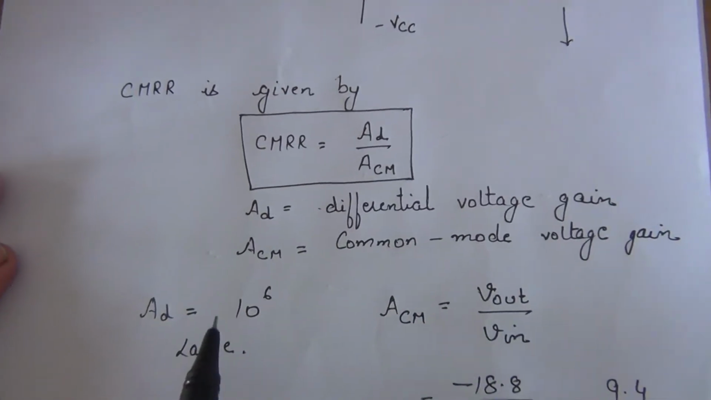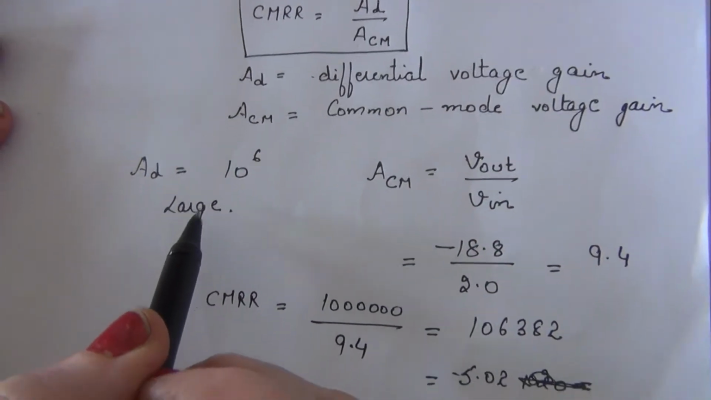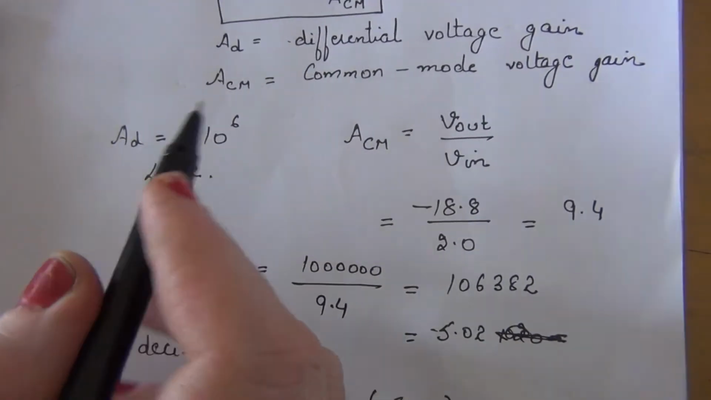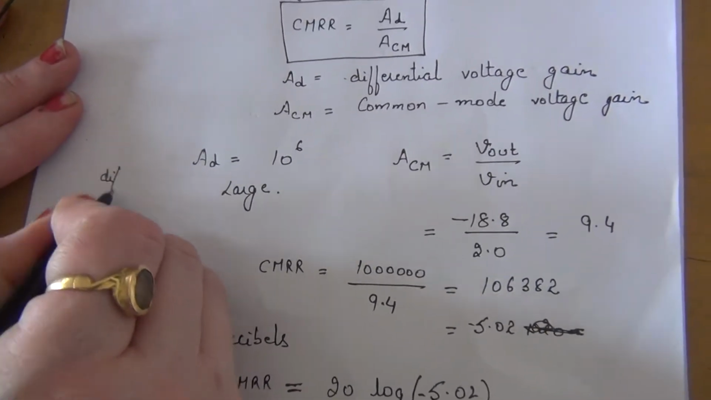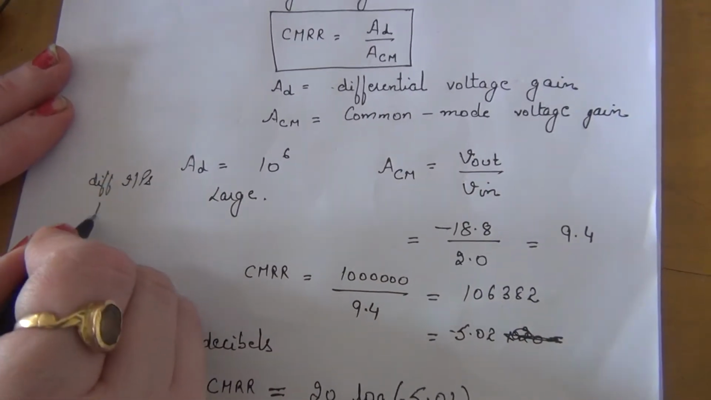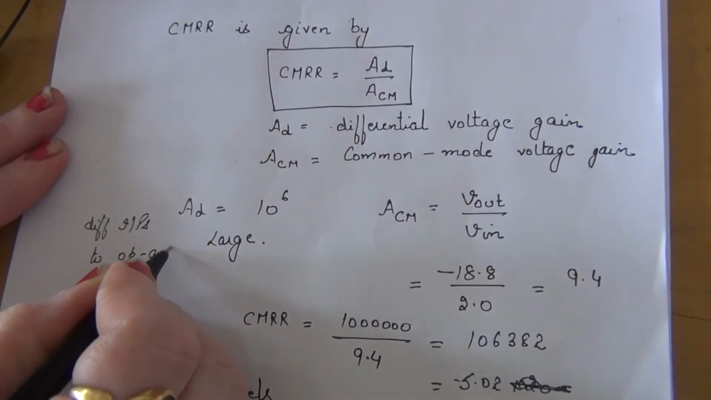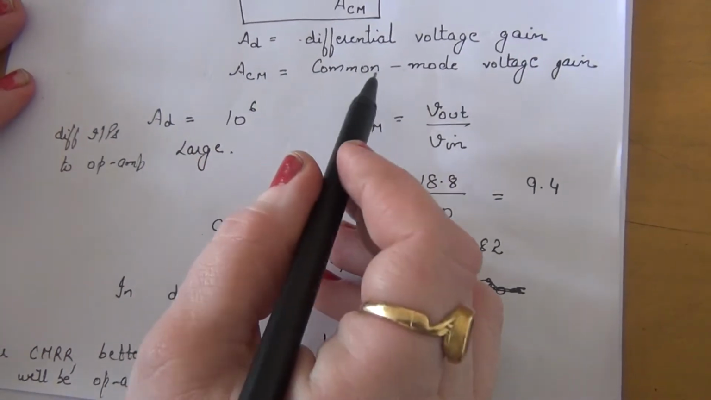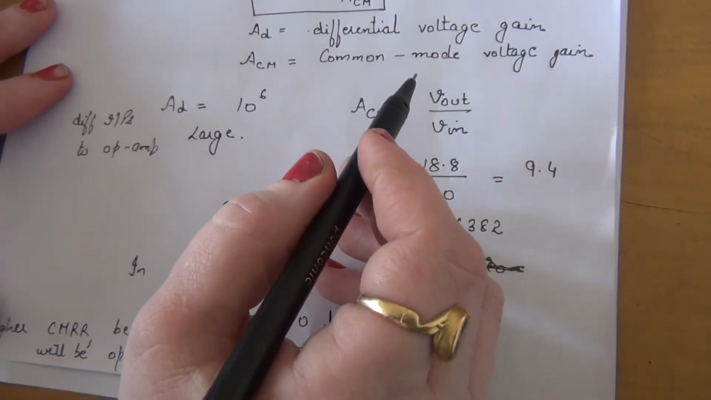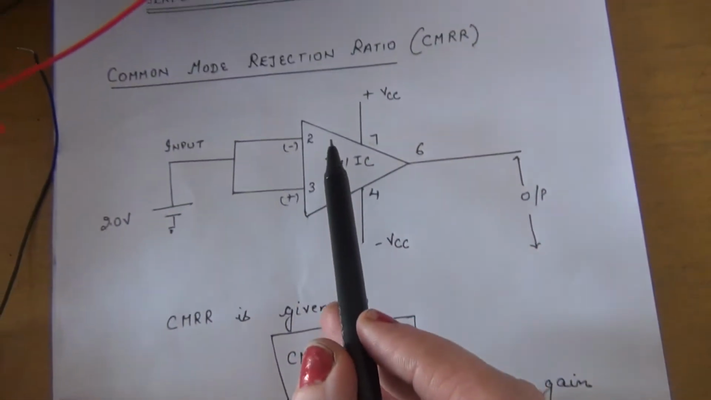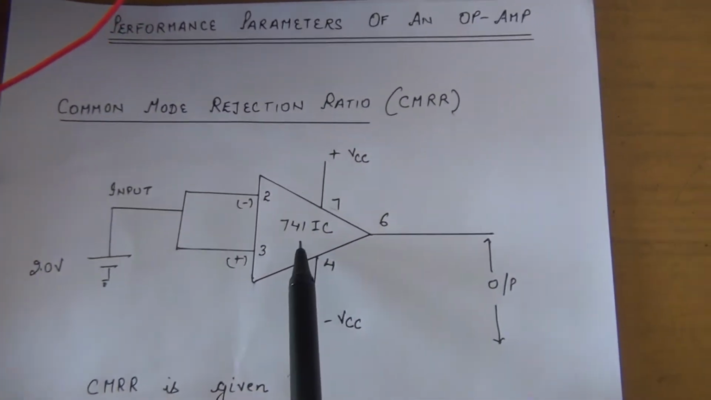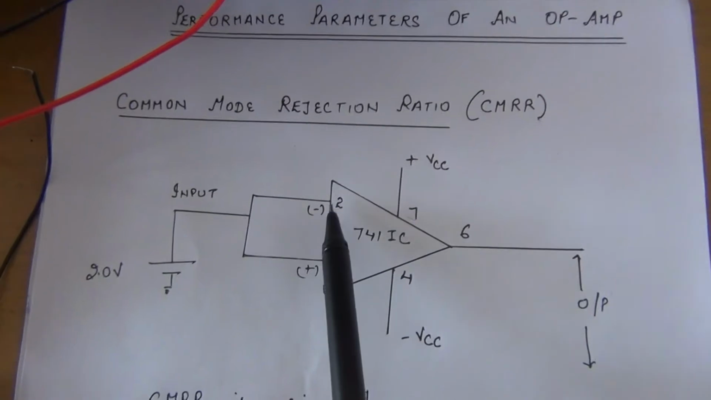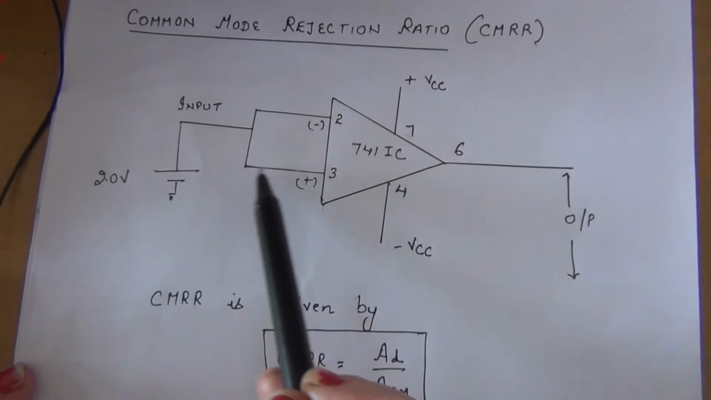As we know, the differential gain AD is very large, it is 10 raised to power 6. Differential gain we get when two different inputs are given to the op-amp, right? And it is standard, it is 10 raised to power 6. Now to calculate the common mode gain, we have to join a circuit. This is our circuit of 741 IC. In 741 IC, I have connected second and third pin together.